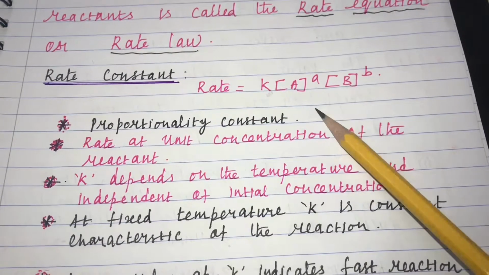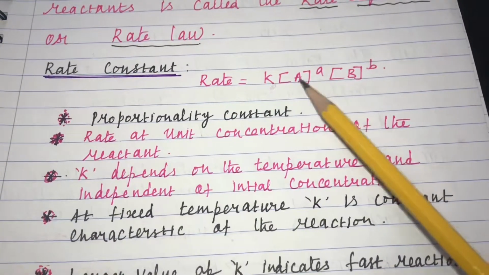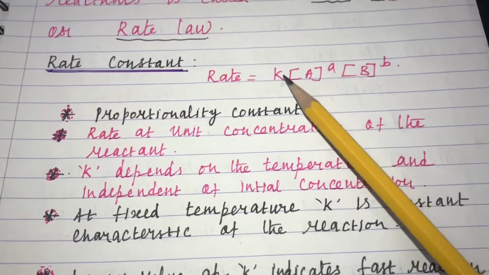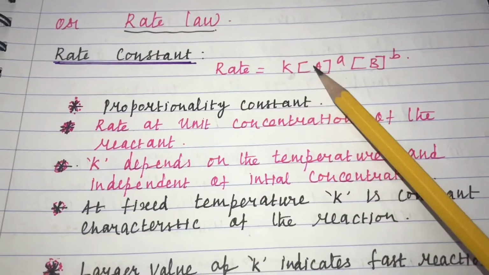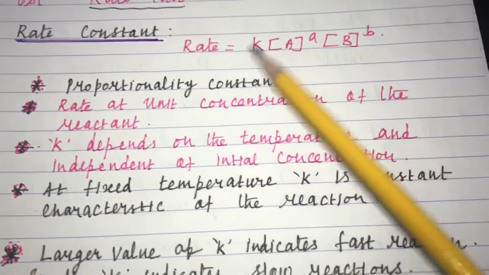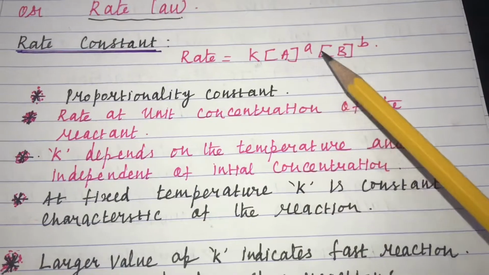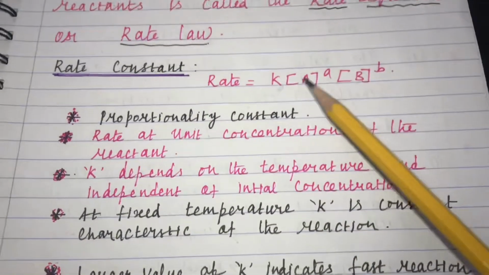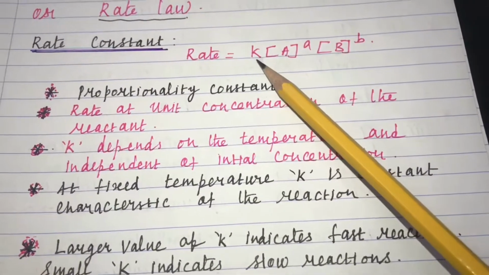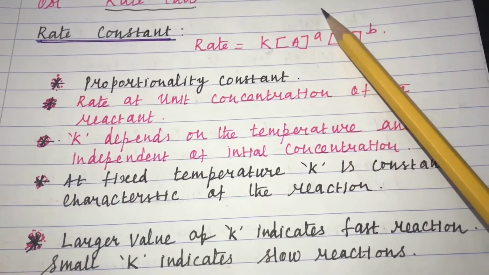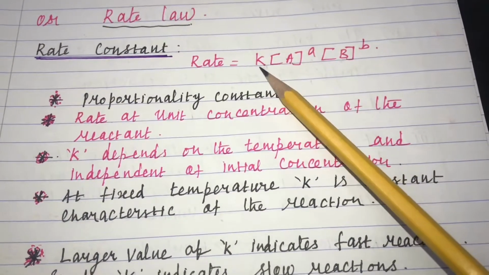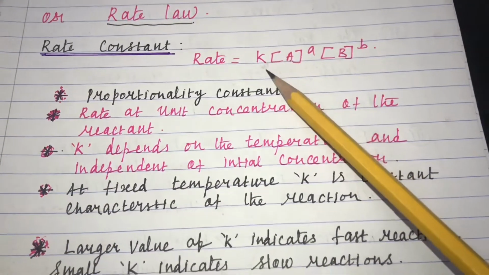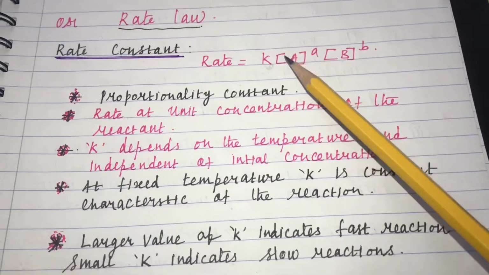At unit concentration, when the concentration is unity, the rate will be equal to k. At a fixed temperature, k is a constant characteristic of a reaction. A larger value of k shows a faster reaction, and a smaller value of k shows a slower reaction.